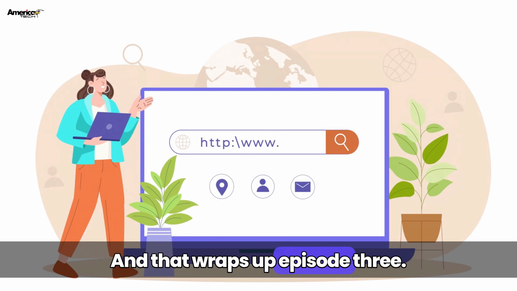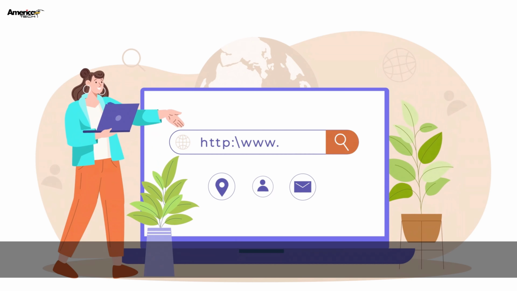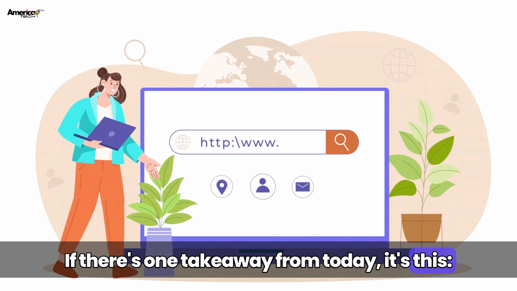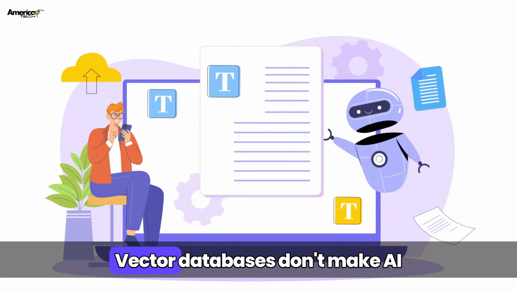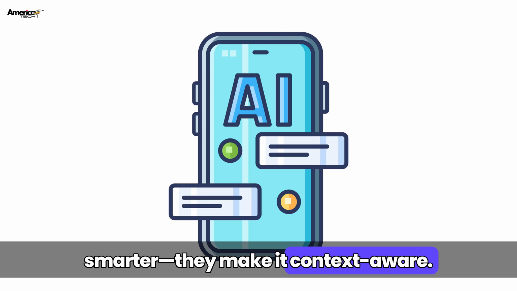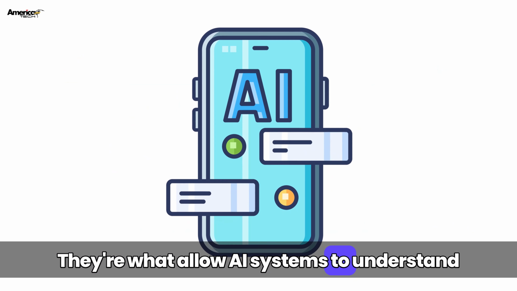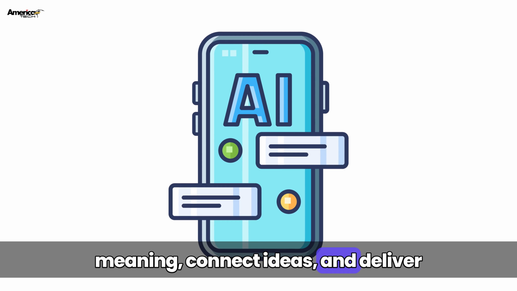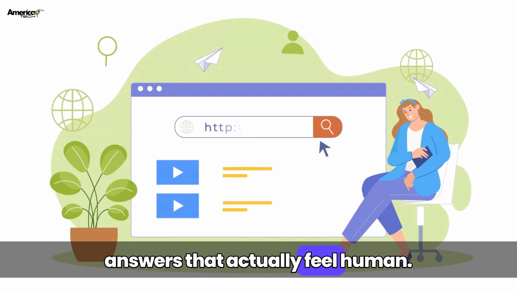And that wraps up episode 3. If there's one takeaway from today, it's this. Vector databases don't make AI smarter. They make it context aware. They're what allow AI systems to understand meaning, connect ideas, and deliver answers that actually feel human.